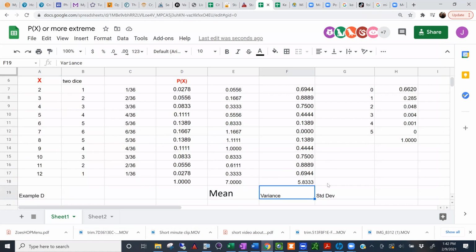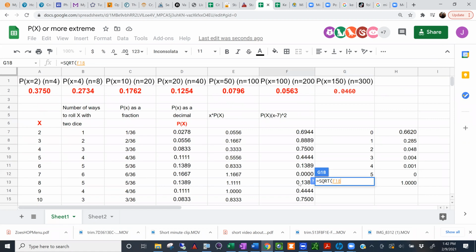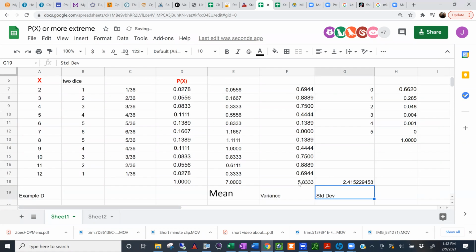So over here, let me do equals SQRT, and it starts recognizing what you want. You hit enter and it'll put in a left parenthesis for you, asking you to take the square root. Just click that cell next to it and press enter. So there's your standard deviation right there, 2.415, etc. Can you do that again?